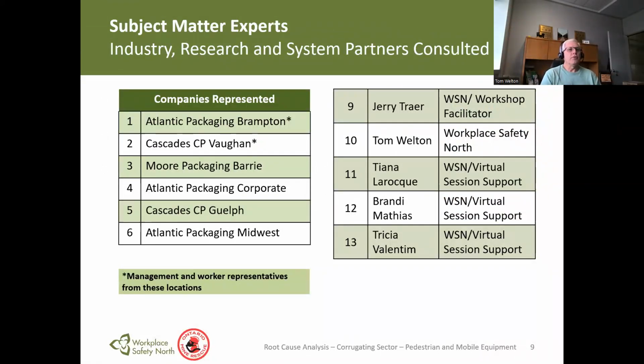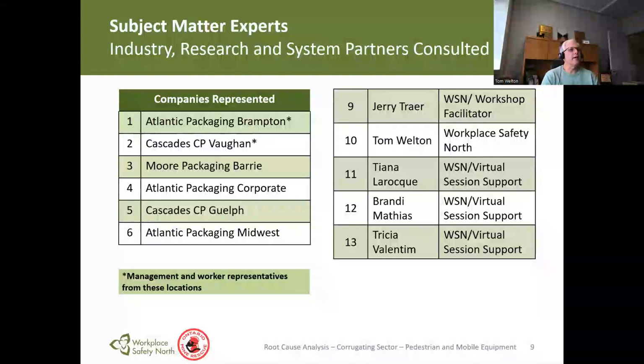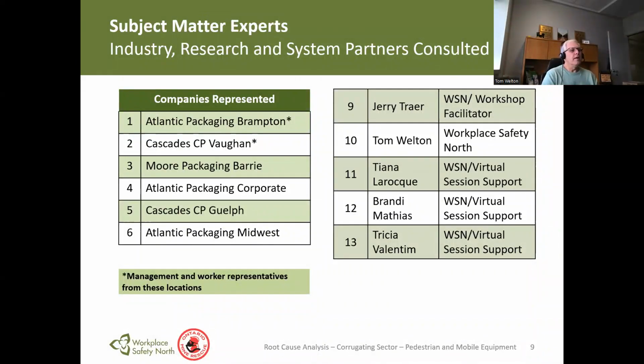These are the individuals that were involved in the discussion. We had representatives from Atlantic Packaging, Cascade, Moore Packaging, both worker and management representatives. So we had quite a variety of individuals from different workplaces from the corrugating sector, and both management and worker representatives. And on the right-hand side, you can see the representatives from WSN that participated.